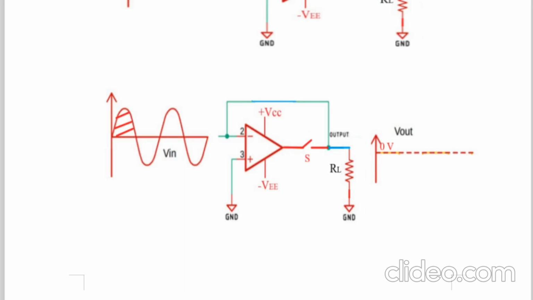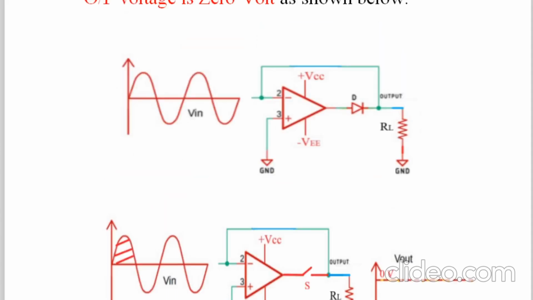The negative half cycle you can understand on your own, because it is very simple. Apply the logic now and let us see. At the end of the positive half cycle, at this point the voltage is 0 volt. The sine wave you are applying to the inverting terminal is at 0 volt at the end of the positive half cycle, so the inverting voltage will be 0 volt.